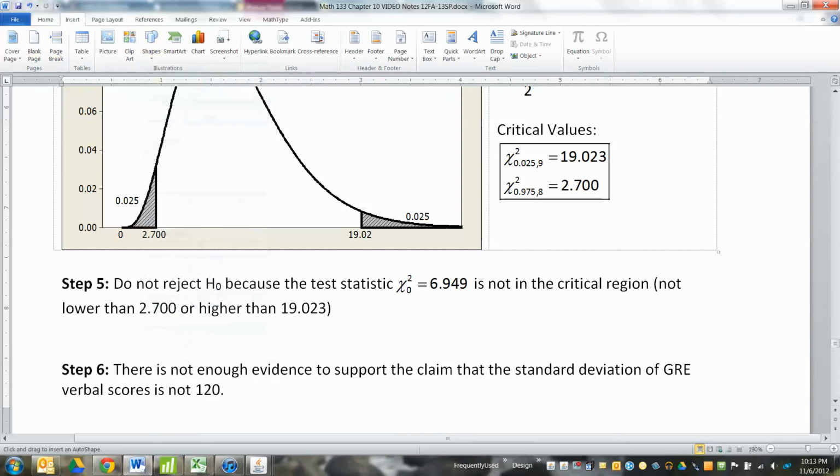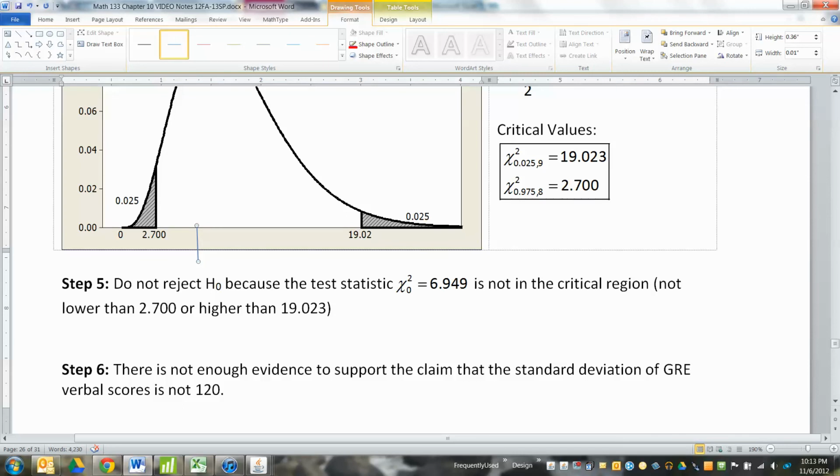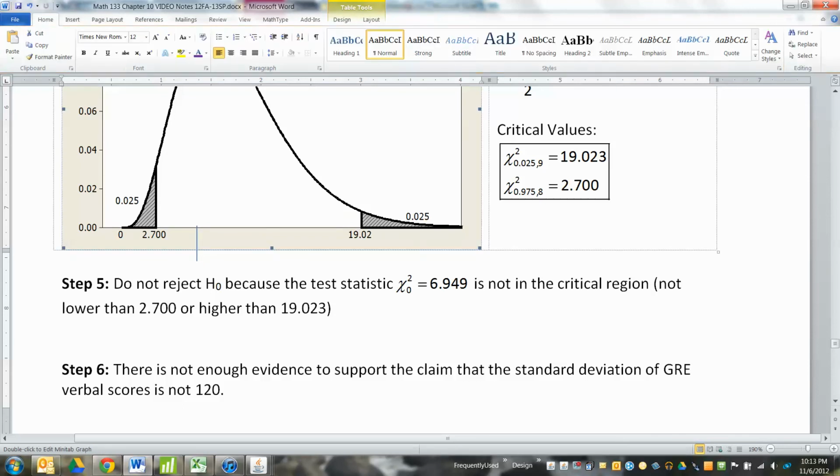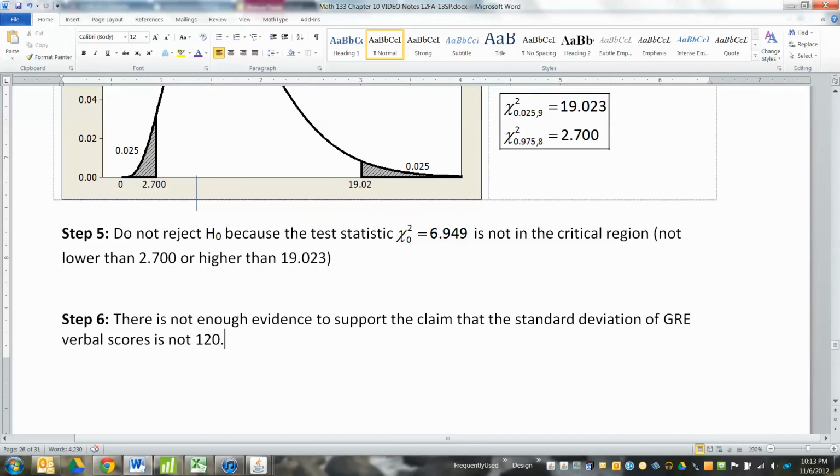Here. Let's see, 6.9, is this 2? So that's like 15. So 6.9 is like there somewhere. Wherever it is, not nearly far enough away to make it worthwhile to reject. Right? So you only reject if you were lower than 2.7, or higher than 19. All right, so since we did not reject, then we would say there is not enough evidence to support the claim that the standard deviation of GRE scores is not 120. Done.